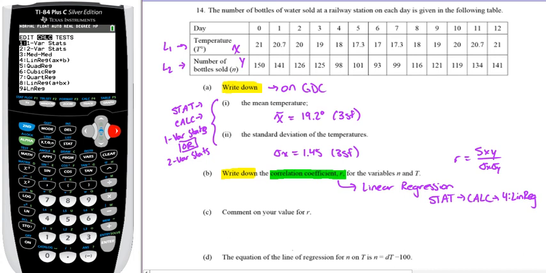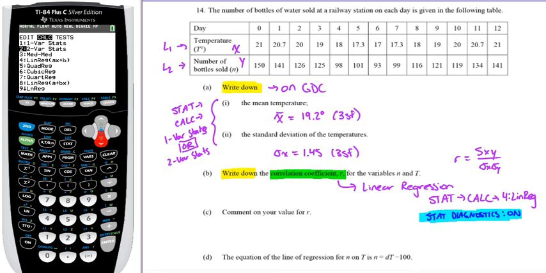So anytime it asks you about the line of regression, just remember to look for LinReg. Now, before you do this, it's really important that you make sure your stat diagnostics are on, because if they're not on, you will not get the R value. You'll get the equation of the line of regression, but not the R value. So this is really, really important.